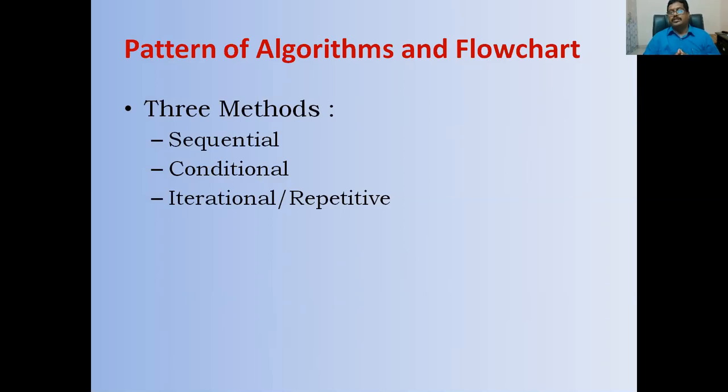What do those pattern methods mean? Sequential pattern means that whatever instructions are available in the program will be executed line by line. A conditional pattern means that, based on a particular condition, a group of statements will be executed. Some statements are executed repeatedly, more than once, and that we represent as the iterational or repetitive pattern. We will see them one by one.